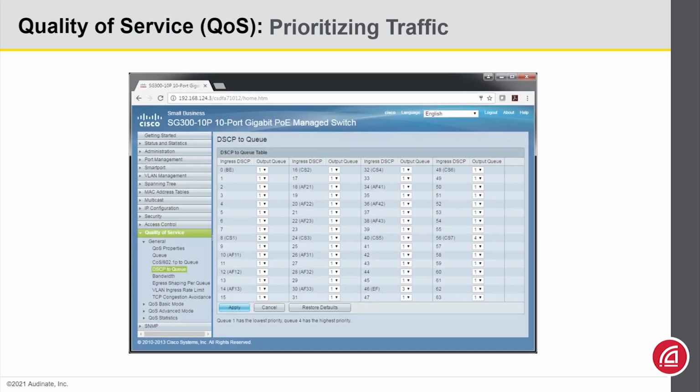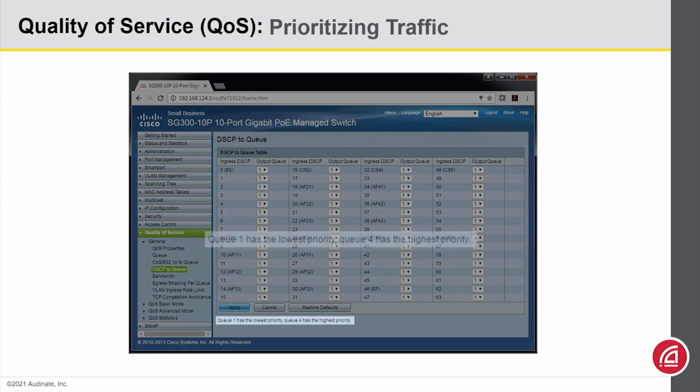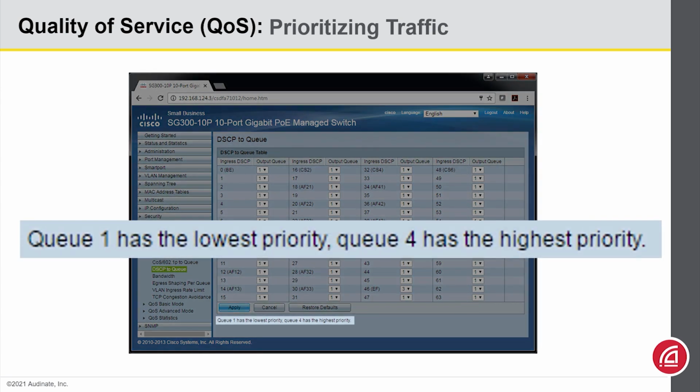Here's an example of a screen in a managed switch where you set the priorities. One thing to notice is that most values are assigned to priority 1. When we think of our highest priority, we think of that as the highest, right? Well, on most network switches, the highest value is the highest priority. Q1 being the lowest value is the lowest priority.